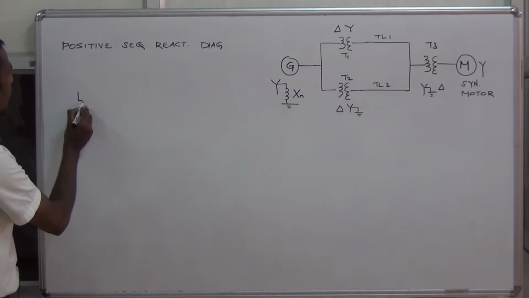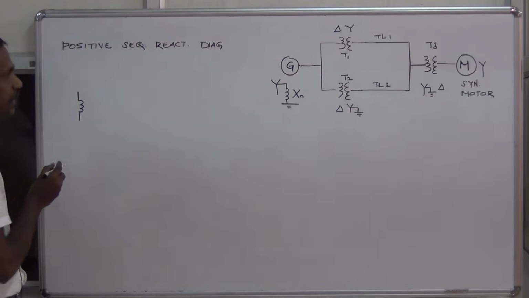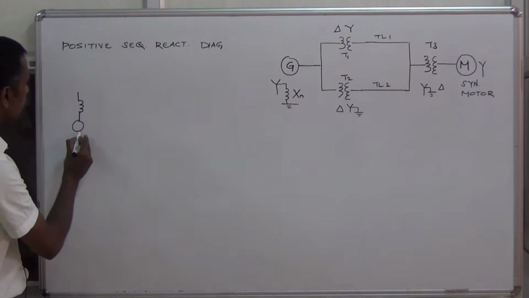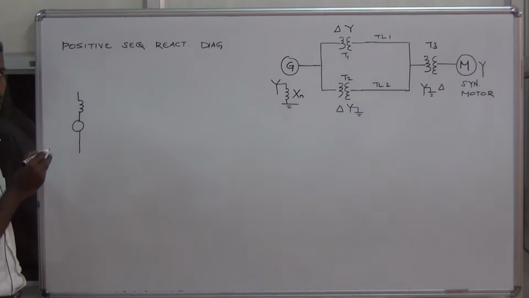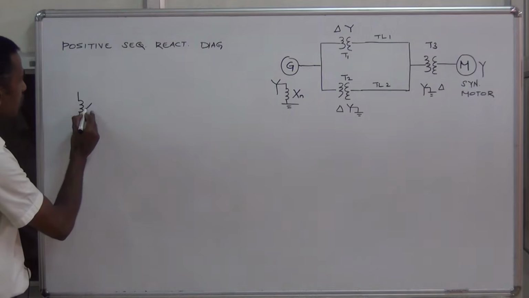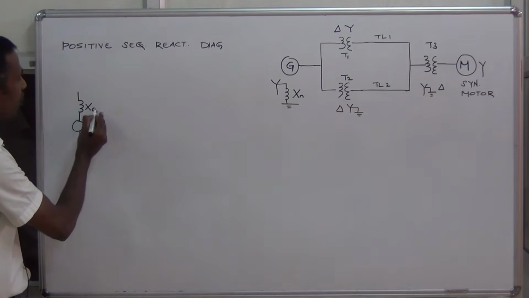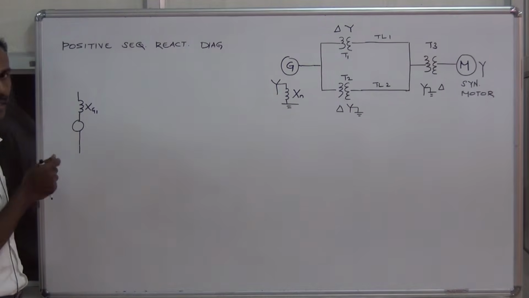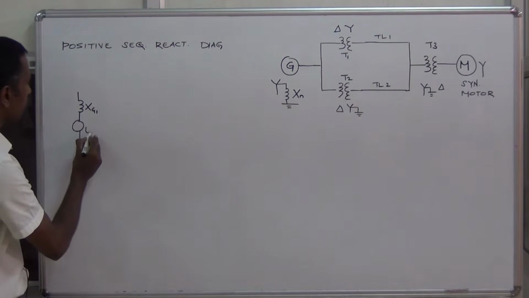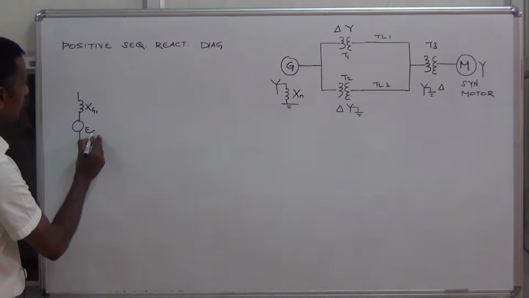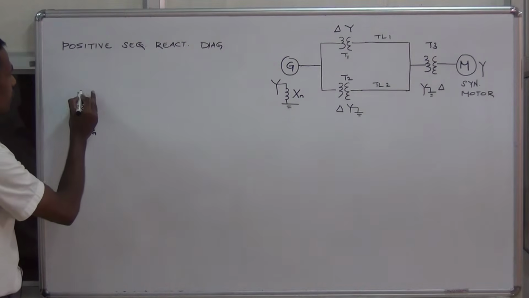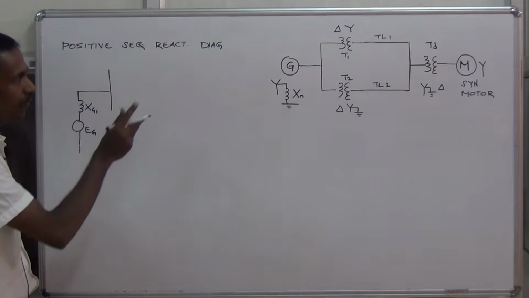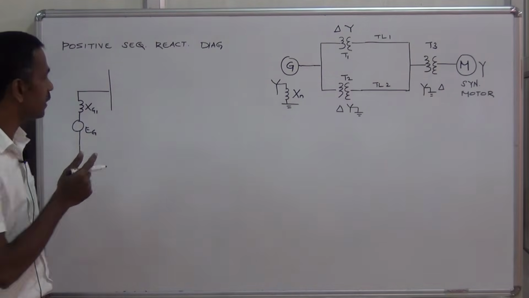When you draw the positive sequence reactance diagram of the generator, we have a voltage source in series with positive sequence reactance. So this is Xg1, the positive sequence reactance of the generator G. So the voltage is Eg. Then we have two parallel branches.